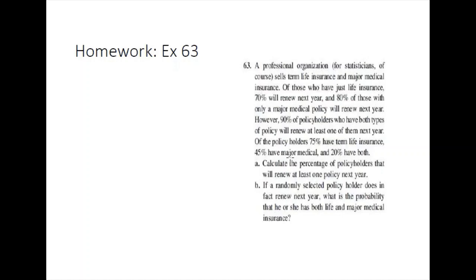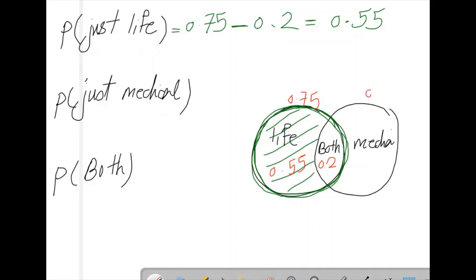And for just medical, 45% have medical insurance, but maybe some people have both of them. So here is 45, so just medical is 0.25. It's 0.45 minus the intersection of life and medical, which is 0.25, and for both there is no problem, the result is 0.2.